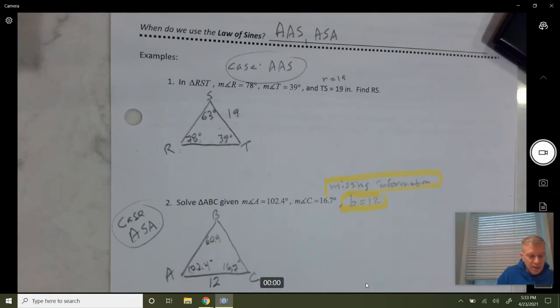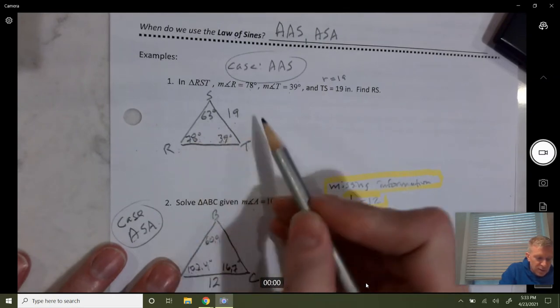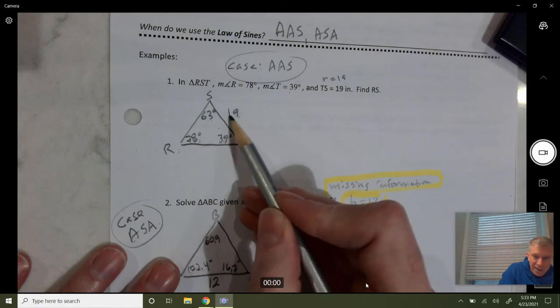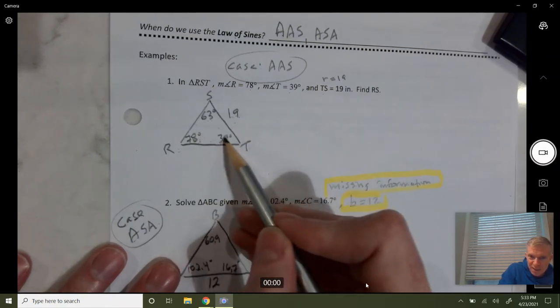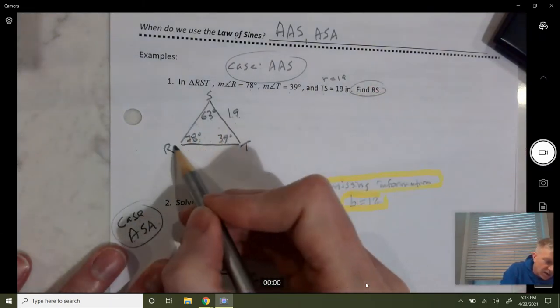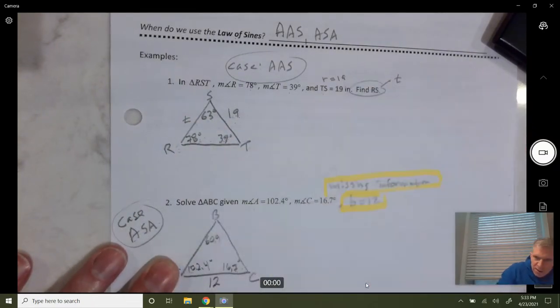Now, this definitely fixes one triangle. We've got three angles. I know that this side is 19, the biggest side, because it's across from the biggest angle. 39 is the smallest angle, so this side, little t, is going to be the smallest side. It says to find RS. RS is really little t.